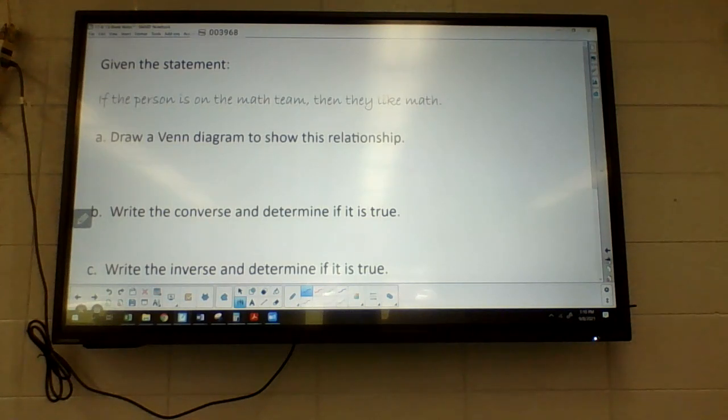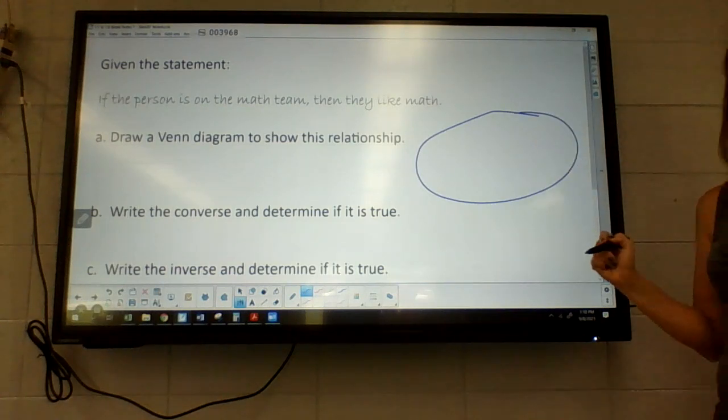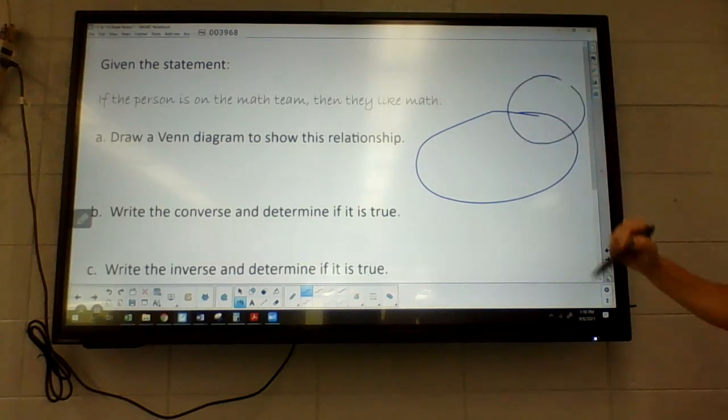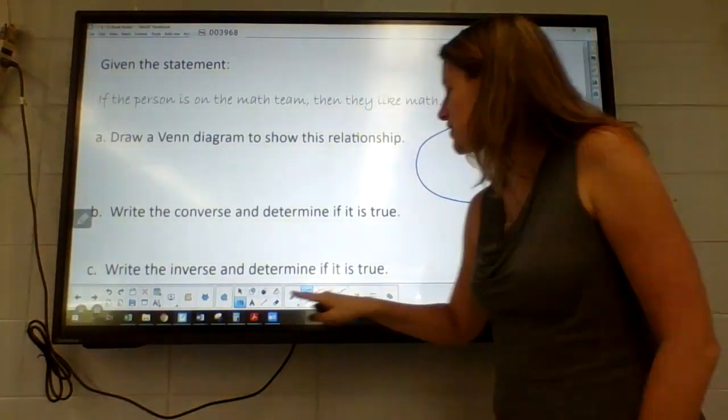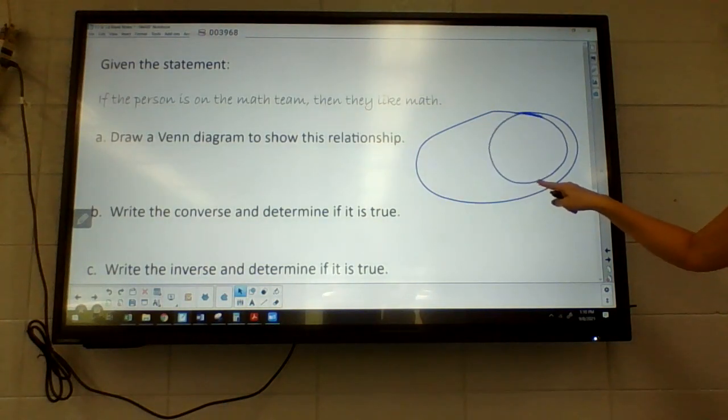So we're going to use the Venn diagram, which sounds bad, but it's not. You guys have seen this before. It's a big circle. If the person's on the math team, then they like math. We might need to change the circle because apparently not everyone on the math team really likes math. So in that case, we have a little circle hanging out here. We're going to assume they like math, and move them in there.